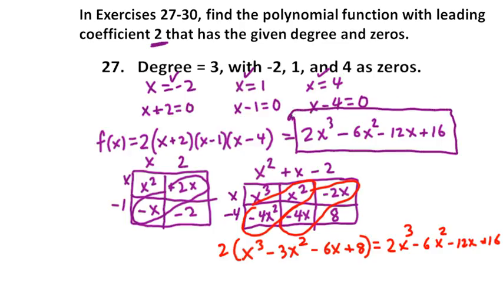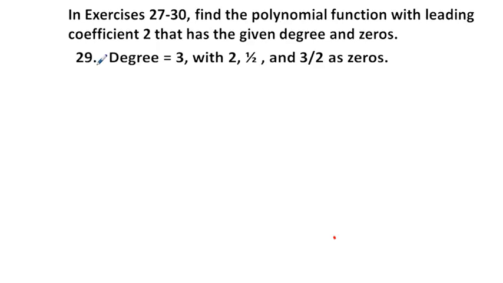Now the next odd number problem, which is 29. We have degree equals 3 with 2, 1/2, and 3/2 as zeros. So we have x equals 3. That's one of our zeros. No, I got that wrong. X equals 2 is a zero. X equals 2, its degree equals 3. The zeros are 2, x equals 1/2, and x equals 3/2.